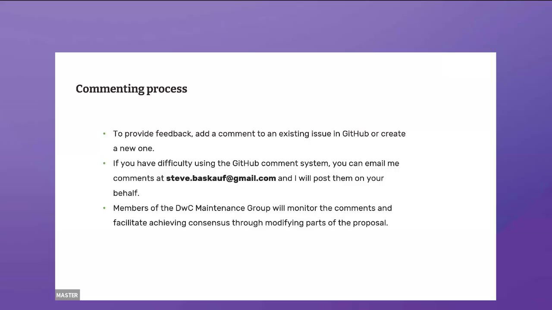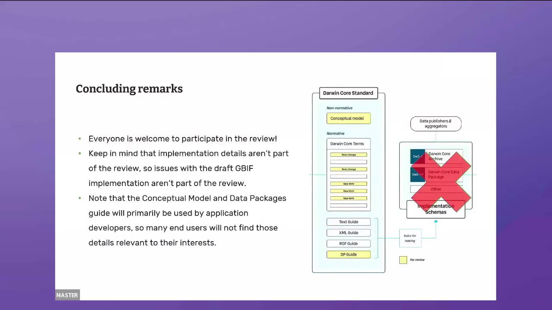As issues arise, members of the public and the submission team will have dialogue through the comments. The maintenance group will try to resolve the issues through modifying the particular proposal in a way that obtains consensus. The Darwin Core Maintenance Group encourages anyone who is interested to participate in the review. Please keep in mind that some available materials show how the changes will be implemented. These implementation details happen outside of the standard and are therefore not subject to the review, which is focused only on the two proposed documents and the term changes related to them.